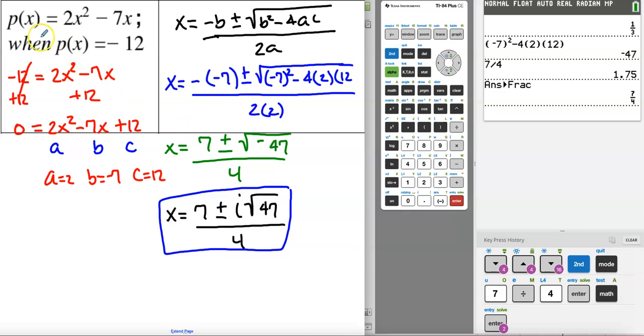So I know if I graph this equation right here, it would show me a graph that wouldn't cross the x-axis at all because my solutions are imaginary, right?